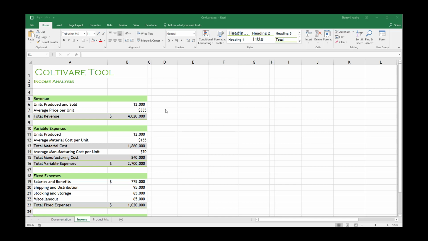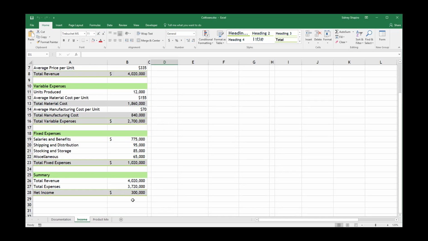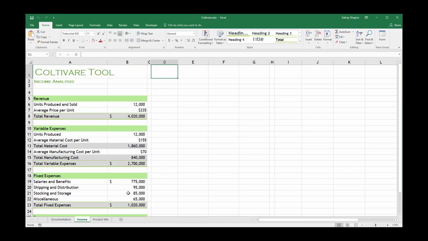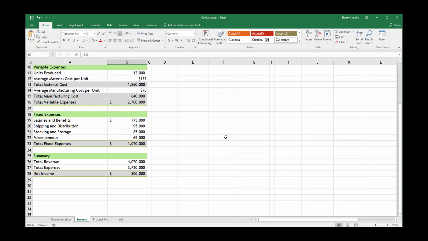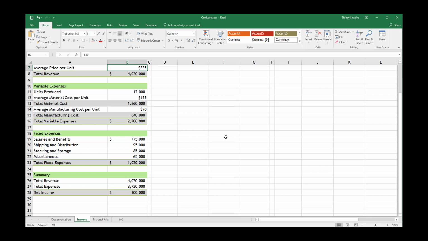Because maybe right now at 12,000, we're only making $300,000. Maybe we could find a better scenario of producing a little more, a little less to help us do that. So let's go through the what-if analysis. We're going to go to B6 and we're going to change this to 15,000. Okay, so now we have $630,000 in B28.